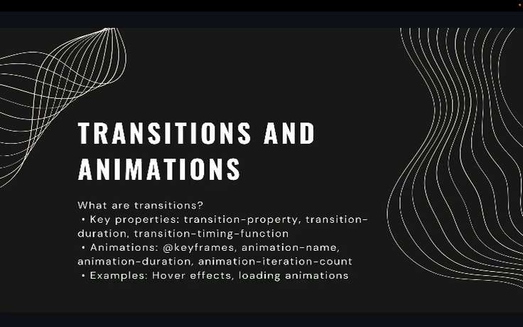Moving on to transitions. Transitions allow us to create smooth changes between property values over time. For example, we can change the background color of a button on hover smoothly. With animation, we can define more complex behaviors using @keyframes. This is commonly used in loaders or interactive UI elements.